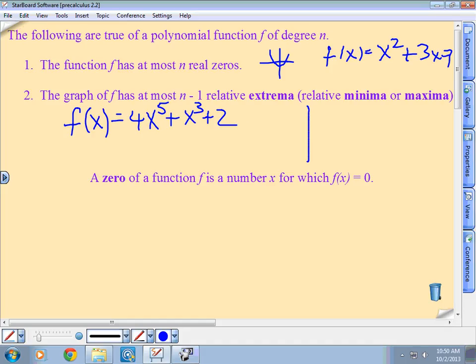So what does that mean? It's 4x to the 5th, so it's going to start and end like the cubic function. You're subtracting a cube, and you're adding 2. So your actual graph is going to look something like that. Again, I'm sketching. It's going to look close to that.